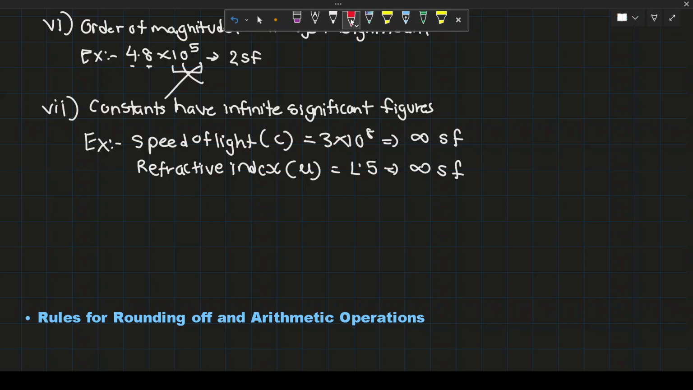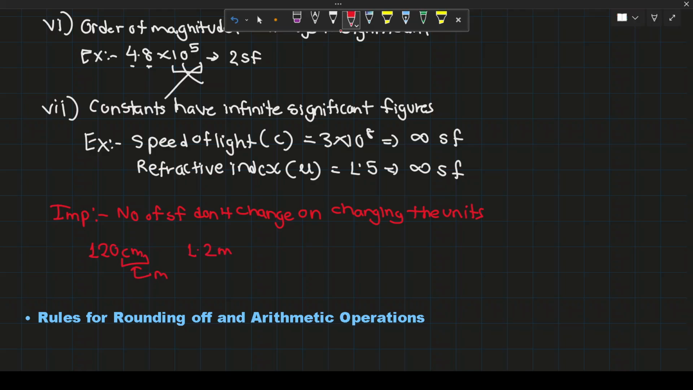One thing important to note is that the number of significant figures doesn't change on changing the units. Like let's say for example 120 centimeter. If you want to convert this into meter, which would be 1.2 meters, both the numbers have the same number of significant figures. As you can see, 1, 2, this 0 will not be considered as significant because it comes before the decimal point. So two significant figures.